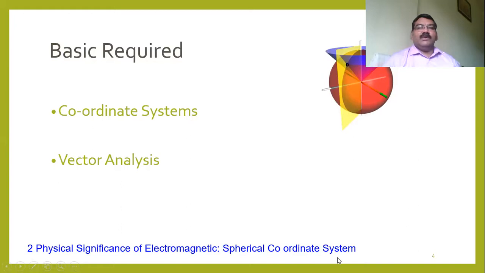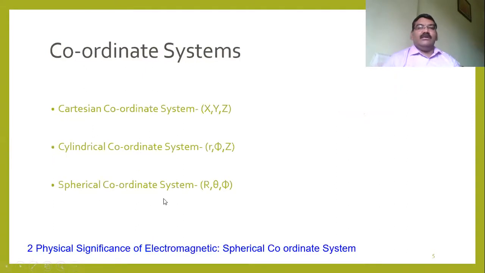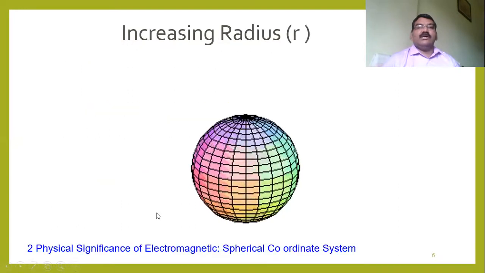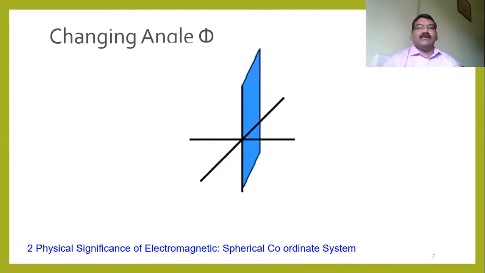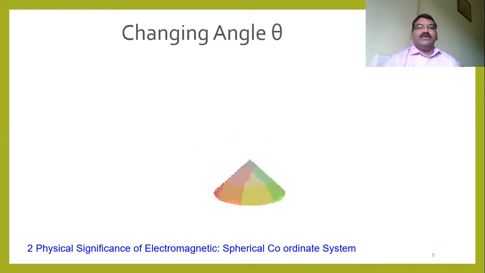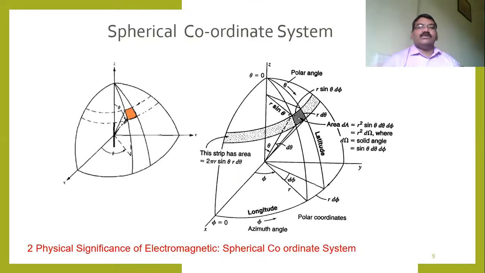In the second video the main topic was the coordinate system. We discussed the three coordinate systems in detail, and we also discussed the spherical coordinate system, its physical significance, and what the angles theta and phi are. We discussed the spherical coordinate system in detail and its formulation.